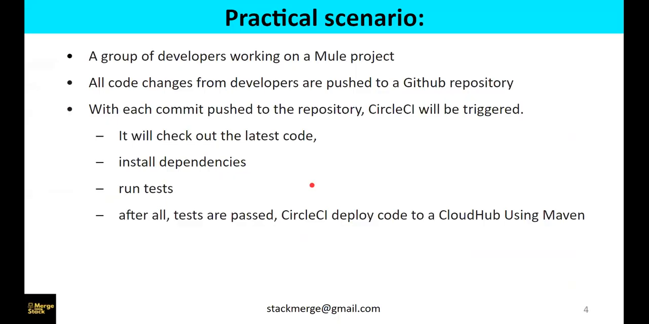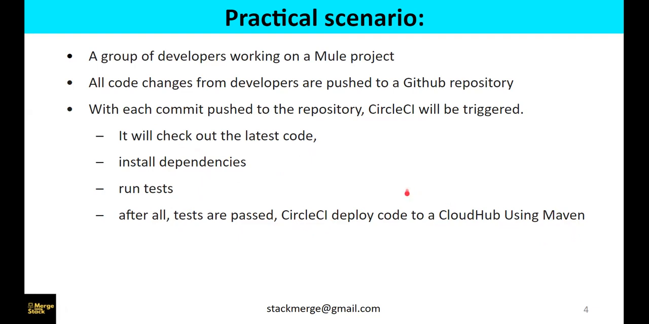Let me discuss the practical scenario. Let's say a group of developers are working on a Mule project, and all code changes from those developers are pushed to a GitHub repository. With each push, or each commit to the repository, a Circle CI job will get triggered, and then that job will do these steps. It will check out the latest code, then install the dependencies, run the test cases, and after all tests have passed, the Circle CI job will deploy our code to a cloud using the Mule Maven plugin.